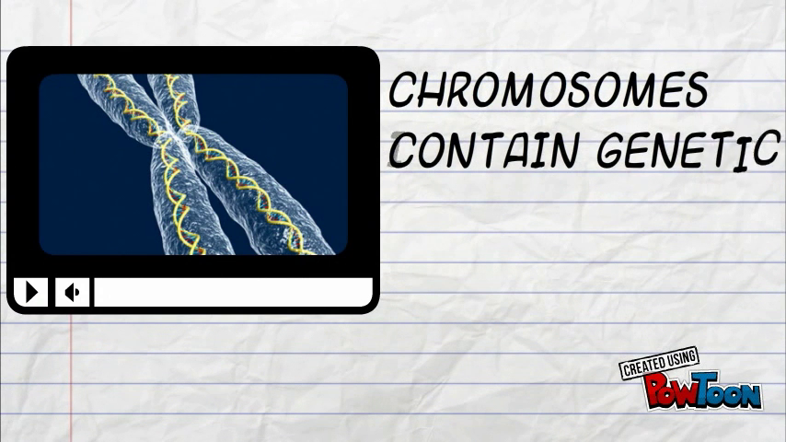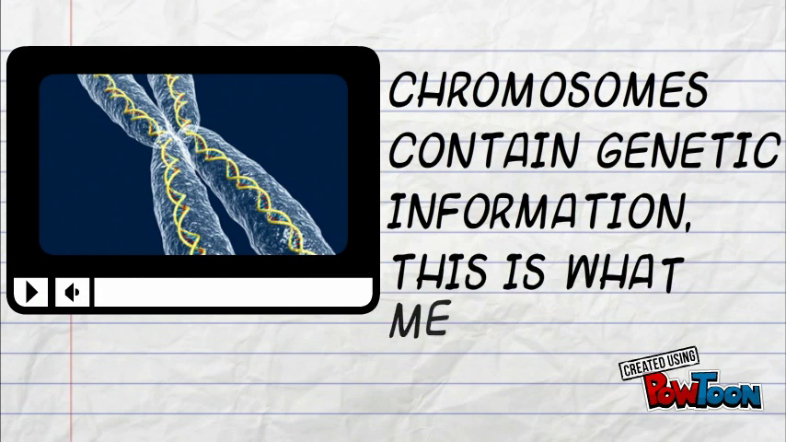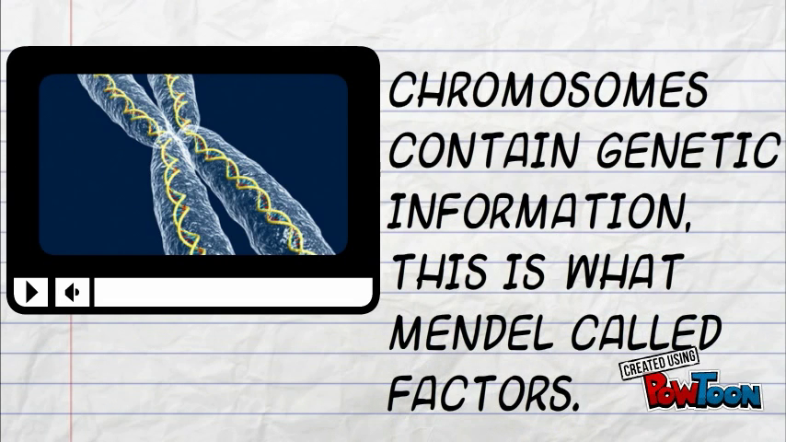Chromosomes contain genetic information. This is what Mendel called factors. Inside chromosomes, we find traits that we get from our mom and dad.